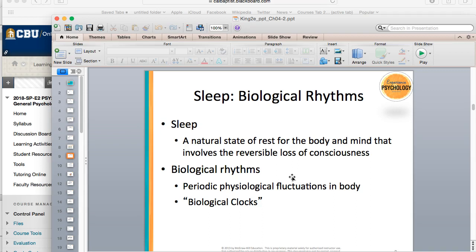And biological rhythms, periodic psychological fluctuations in the body, biological clocks. So biological clocks speaks to, say for instance, if you go to work every day and you have to wake up at 7 o'clock, every day, Monday through Friday. So on Saturday and Sunday, when you don't have to go to work, our biological clocks are already pre-programmed to have us wake up at that specific time. So you may wake up at the time that you usually wake up during the week, but you don't have to actually get up at that time, and you can relax. So our biological clocks are, of course, programmed within us from our environment and other things like that.